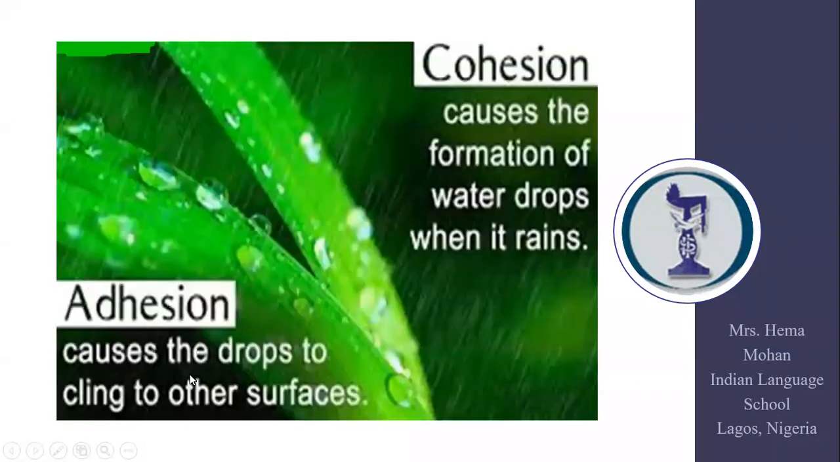Now, this is a beautiful capture of dewdrops on a leaf. When rain falls down, it is the cohesive forces acting between the molecules of water that make it form a droplet. But when it touches the blades of the grass, it is the adhesion between the water molecules and the leaf or the grass that makes it stick on to the leaf surface.